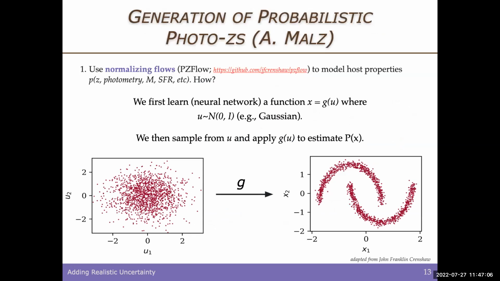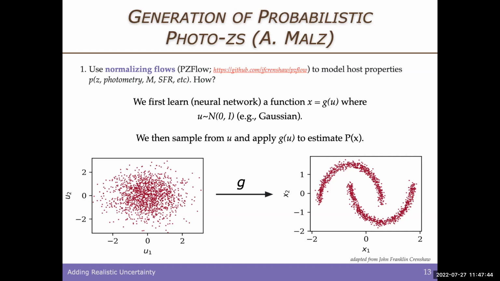And then a piece that I did not work on that is very impressive is a piece done by Alex Maltz, who you heard from yesterday, in the generation of probabilistic photometric redshifts. So Alex Maltz used a machine learning method called normalizing flows to be able to do this. Normalizing flows allow you to learn a probability density function in this big multidimensional parameter space efficiently and flexibly. So you can think of it a little bit like kernel density estimation, except it's more flexible to some really complex distributions.